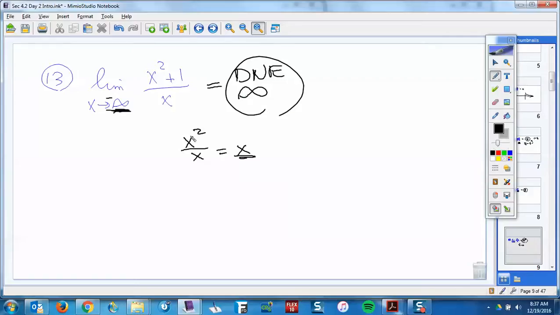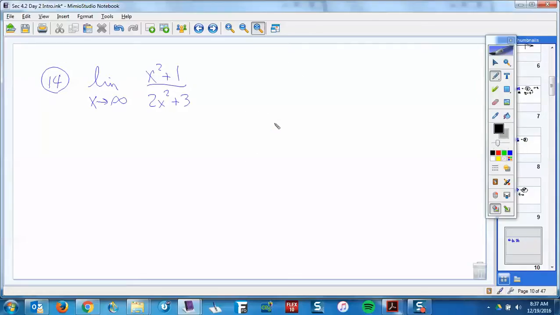Okay? But if you want to do this work, the 1 really doesn't matter. It looks like this. You cancel, you can do that. But you could just say, hey, the top's got a higher power. It's just getting bigger a lot faster, kind of like the video said. Okay? All right. What about this one?